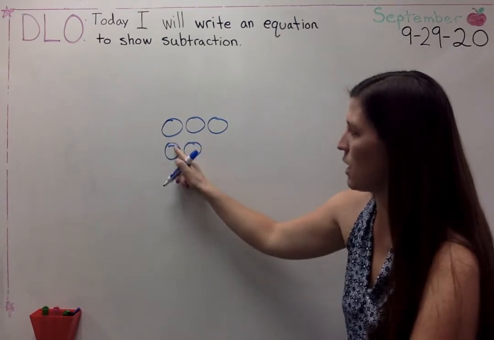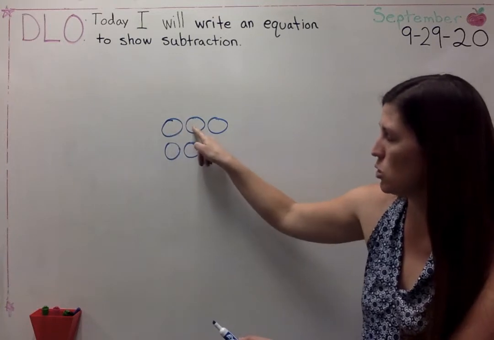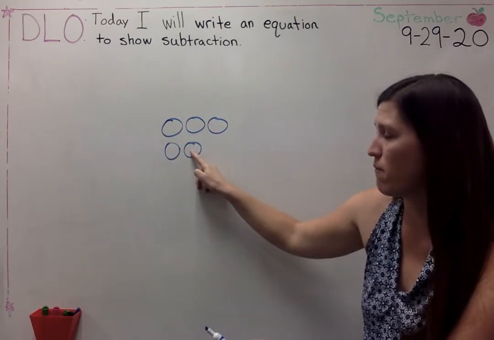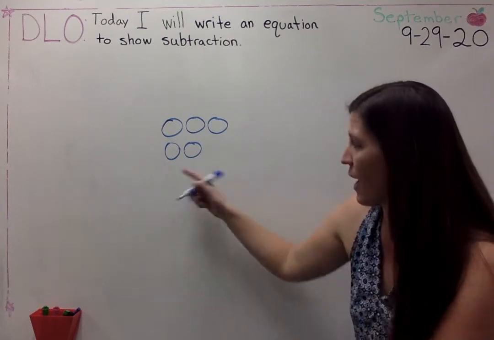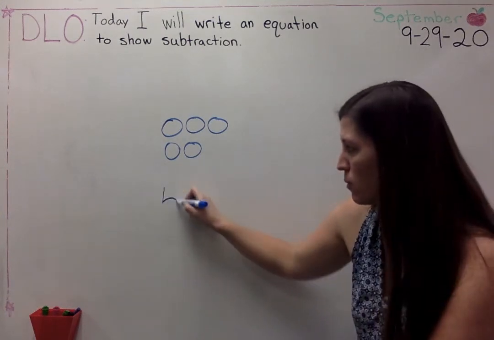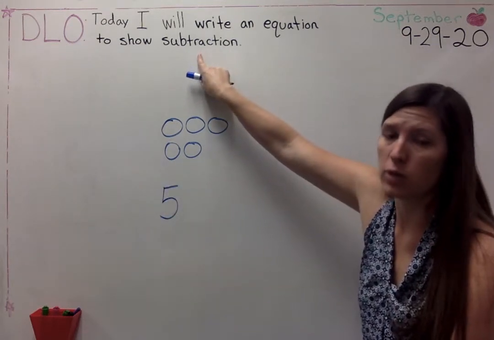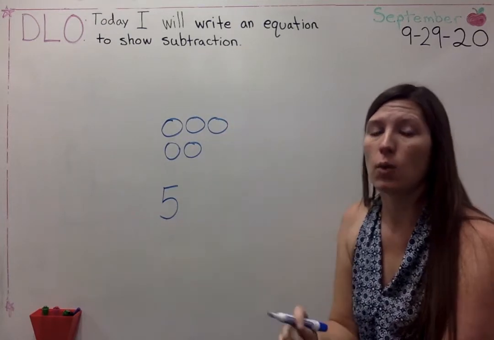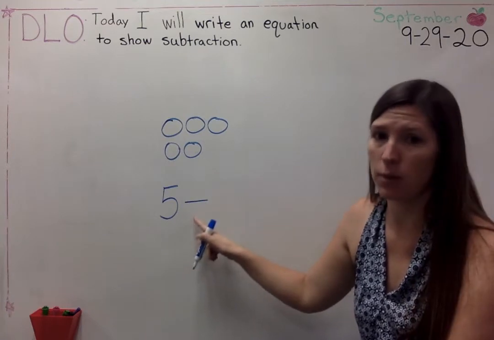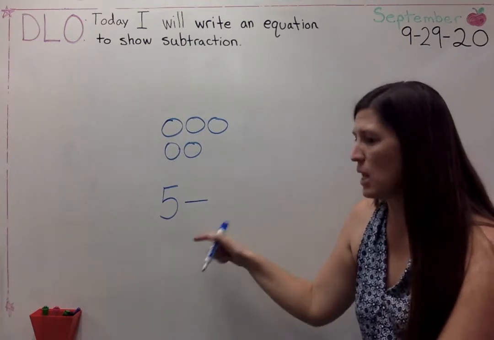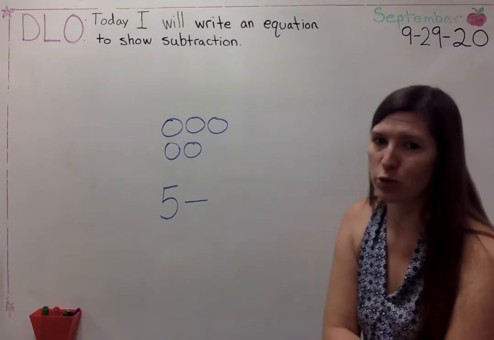Okay, let's start with a group of circles, because the circles are easiest for me to draw. Let's count how many I have all together. Let's count. 1, 2, 3, 4, 5. How many do I have? 5. I'm going to write that number first. I have 5. I know we're subtracting today because our DLO said we're going to write an equation with subtraction. What's my operation? Minus.